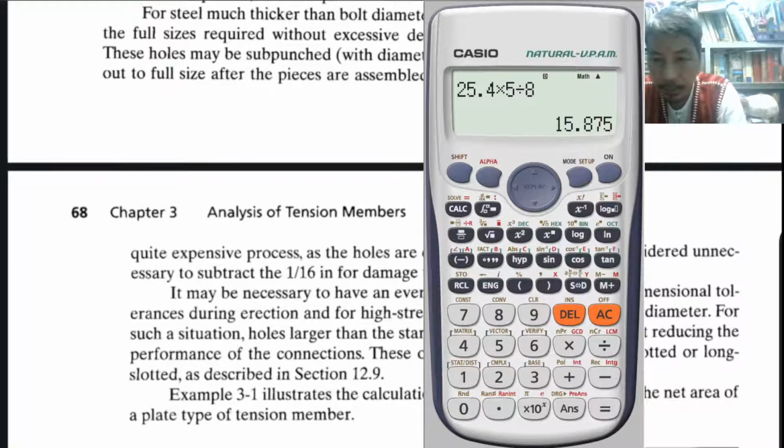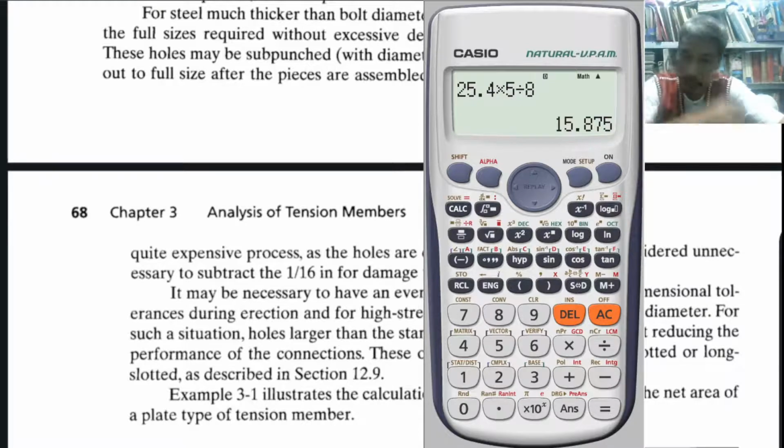So for a 16 mm bolt, that is high strength. So we'll have greater latitude in meeting these tolerances. For such a situation, holes larger than the standard ones may be used without reducing the performance of the connection. These oversized holes can be short slotted or long slotted as described in section 12.9. So later on we will do that.